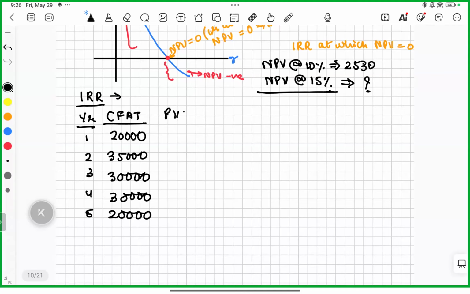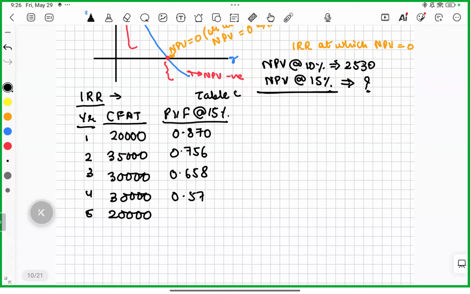So present value factor at 15%. Now see table C, 15% and year 1, 2, 3, 4, 5, and write down the factors. It is 0.870, 0.756, 0.658, 0.572, 0.497. So I am writing factors from table C. Now multiply them. You will get present value of CFAT, but at 15%. Just multiply them.